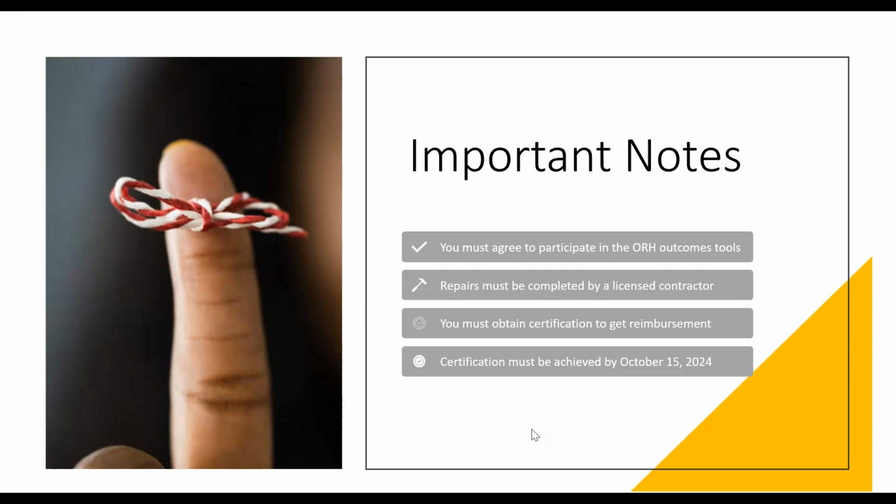Repairs must be completed by a licensed contractor. So if you're applying for funds to have things done, this is not something that you can hire yourself to do and pay yourself. You have to hire a licensed contractor. We have to see an invoice for the exact amount that that licensed contractor charged you, and a receipt that shows that you paid that licensed contractor, and then we provide reimbursement for what you paid.